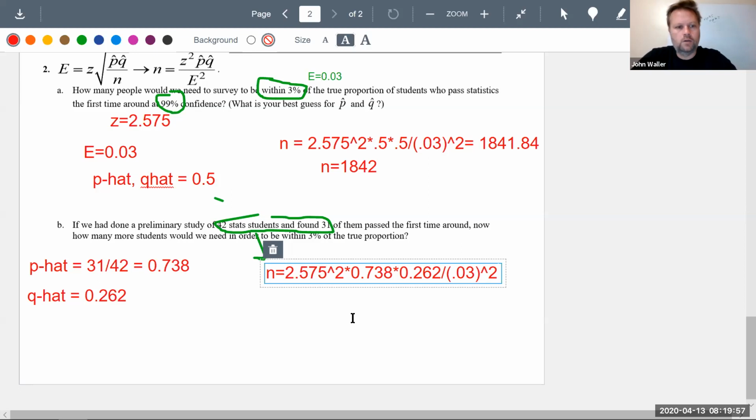squared. So the only difference between part A and part B is instead of 50-50, because we didn't know in part A, we use what we know in part B. And I promise you the N will always be smaller.